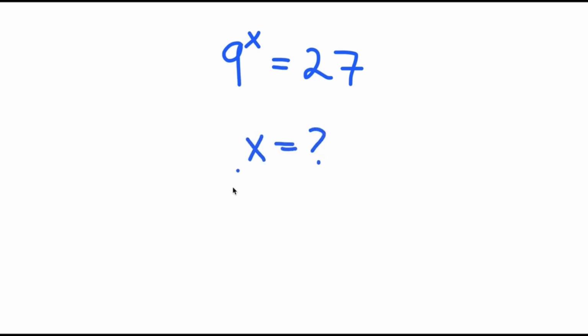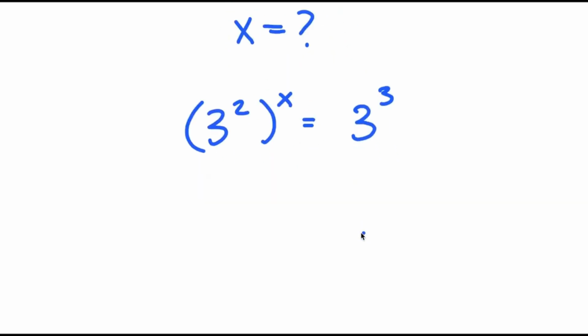Alright, so in today's video, I'm going to be solving the equation 9 to the power of x is equal to 27. So, to solve this, I'm going to start off by rewriting this as 3 squared to the power of x is equal to 3 to the power of 3. And the reason I'm doing this is so both of these values can have the same base, which makes it much easier to solve.